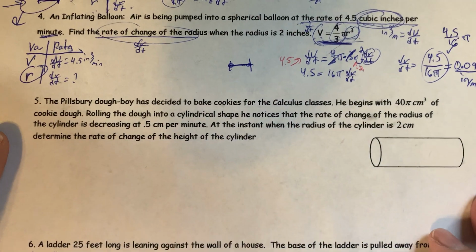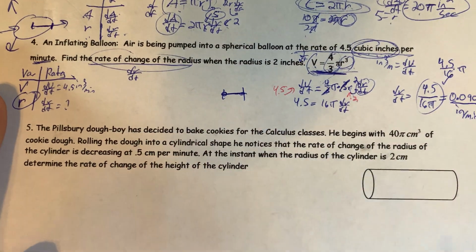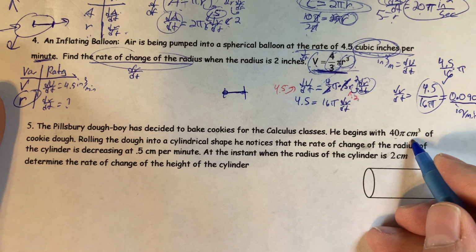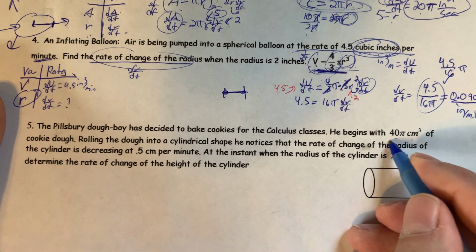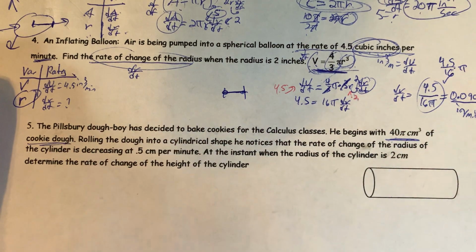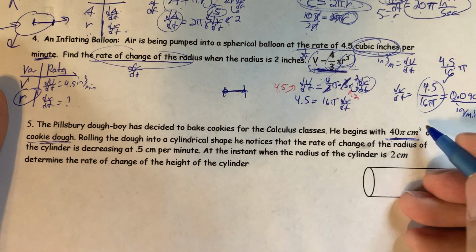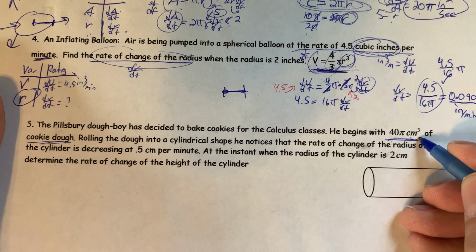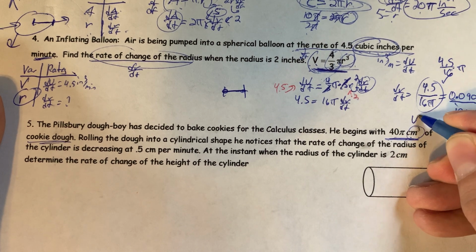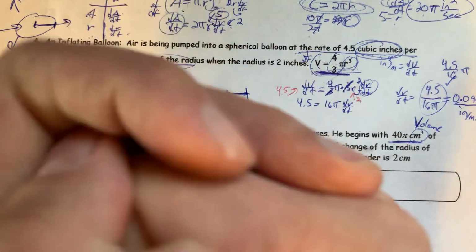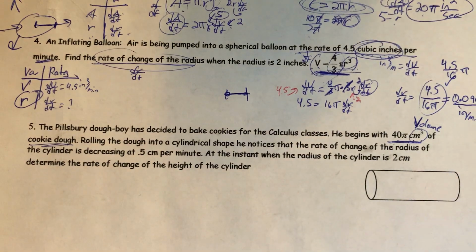Okay, guys, let's do 2 more. The Pillsbury Doughboy has decided to bake cookies for the calculus classes. He begins with 40 pi centimeters cubed of cookie dough. What is this? This is a volume. There is no rate here. It's not centimeters cubed per minute, but these centimeters cubed tell me it's a volume. It's an amount of dough. And that should make sense.